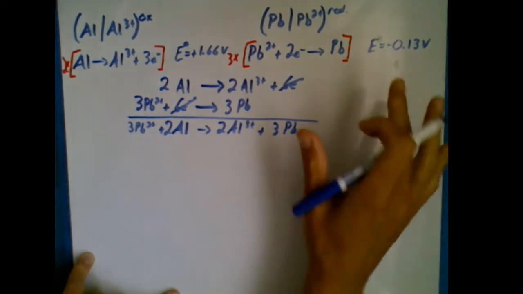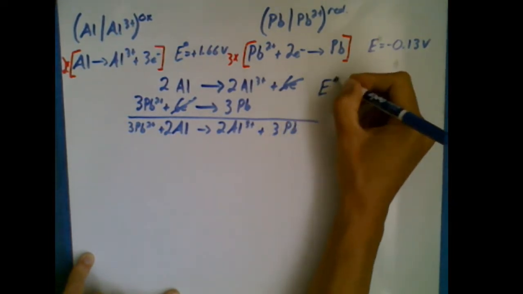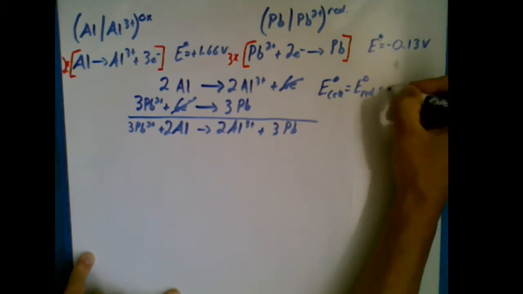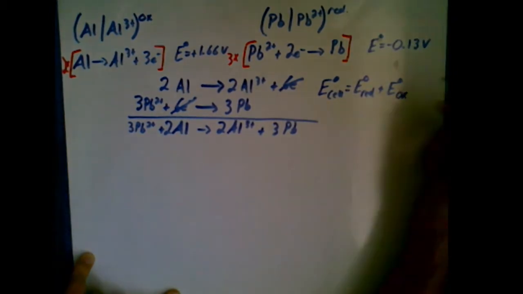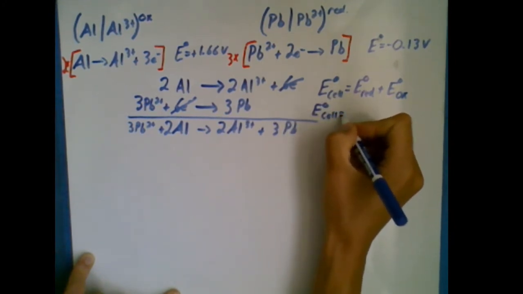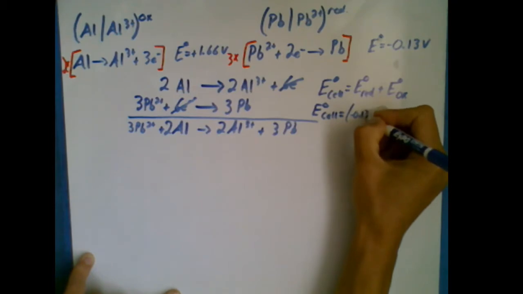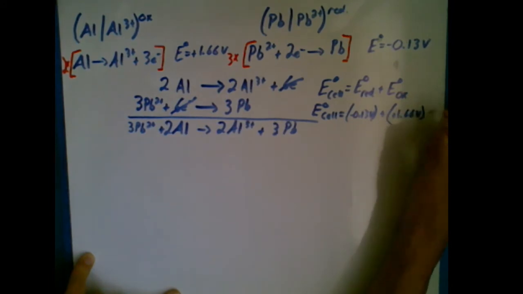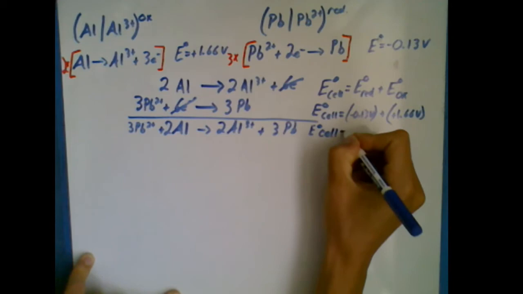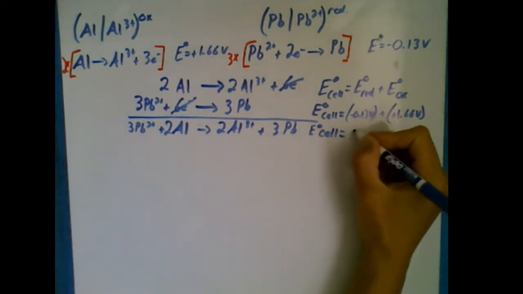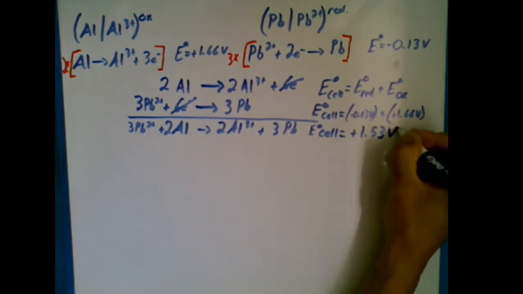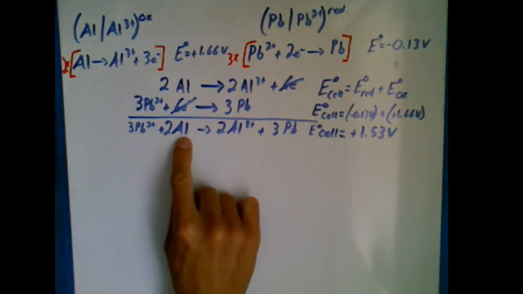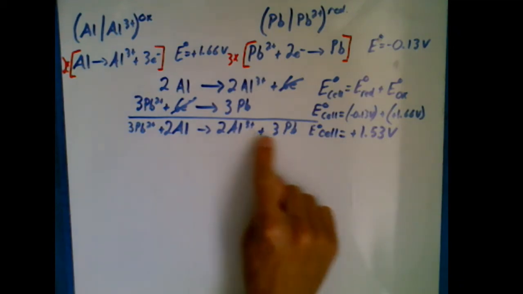If we wanted to find the actual voltage for this reaction, remember the voltage of the cell is the voltage of reduction added to the voltage of oxidation. And so for our electrochemical cell, we're taking negative 0.13 volts. We're going to add that to positive 1.66 volts. So the voltage of this cell is going to be positive 1.53 volts. So essentially we have a spontaneous reaction taking place, and this spontaneous reaction is going to have lead ions react with solid aluminum to produce aluminum 3+ and lead.